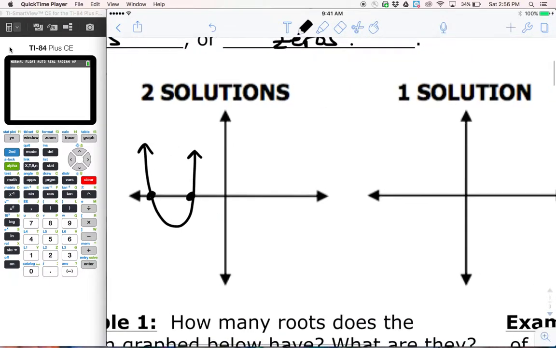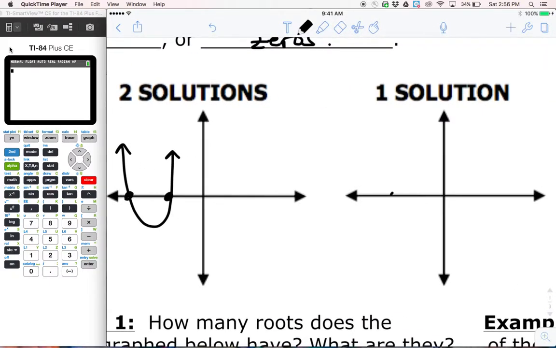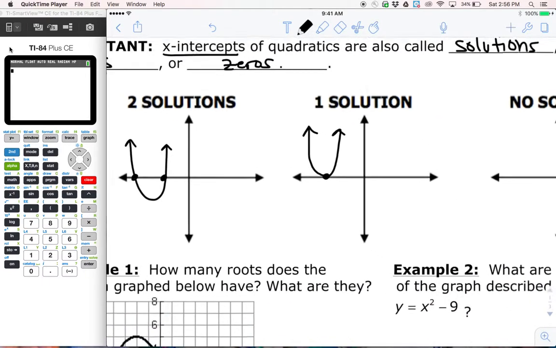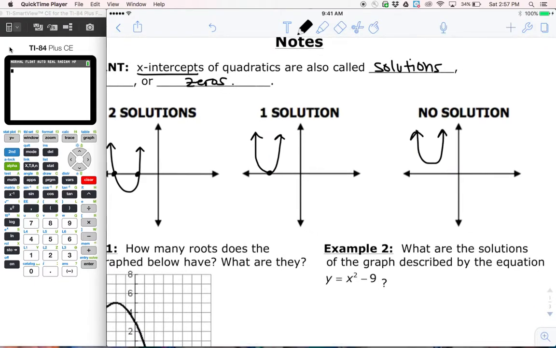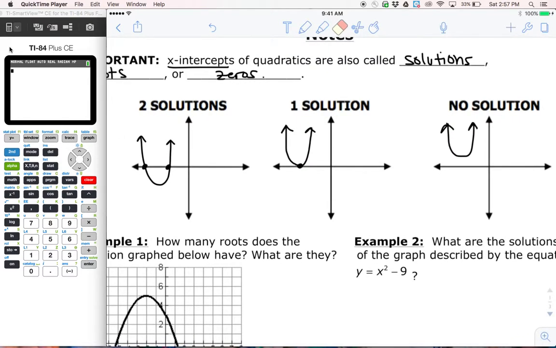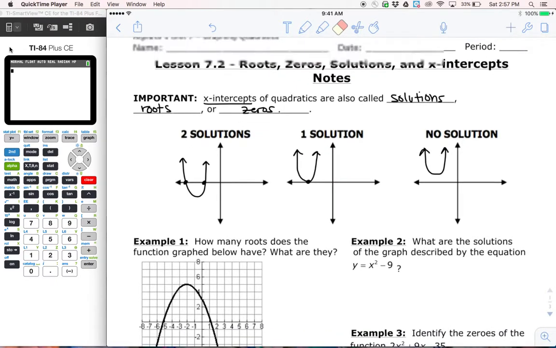So one solution, you probably already guessed, means that we have the quadratic touching the x-axis once. And it looks like it just kind of bounces right off of it. And then sometimes we occasionally will have a quadratic that starts above the x-axis and just keeps going, or perhaps it goes below and it keeps going down, right? But this option means that we have no solutions. So we either have two solutions, one solution, or no solutions. And that's what they look like, each of those different kinds.